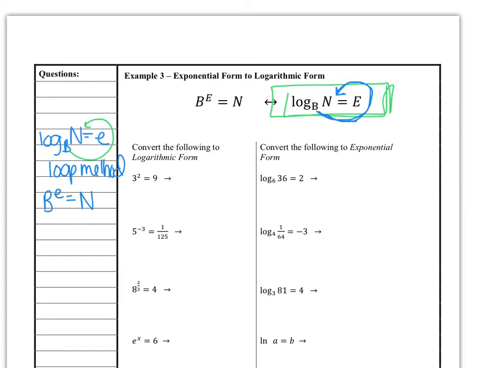Okay, now Mr. Rogers has a simple trick. The base, whatever that base was, has to stay the base, and then you switch the other two. So I'll write that down. Base stays base, switch the other two.